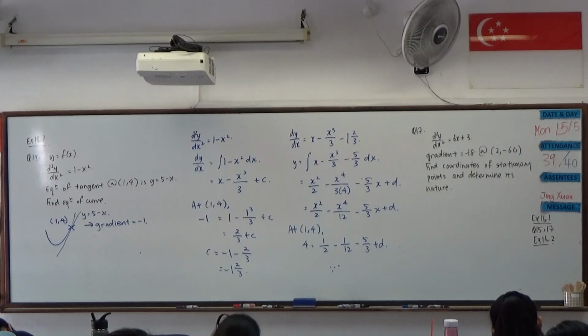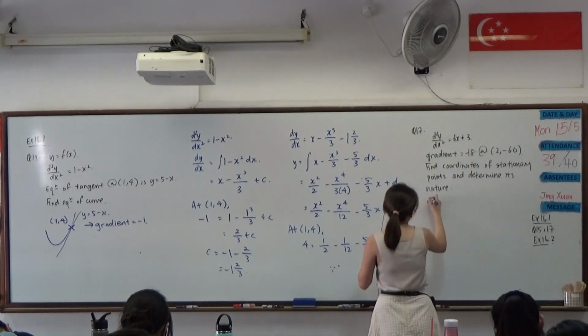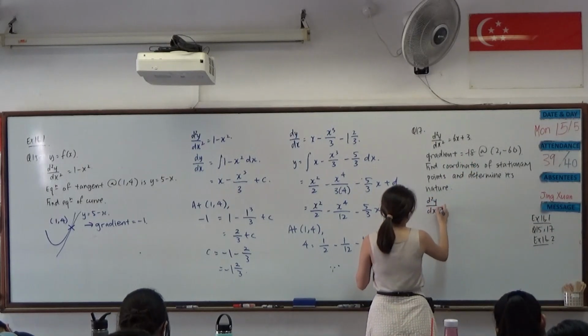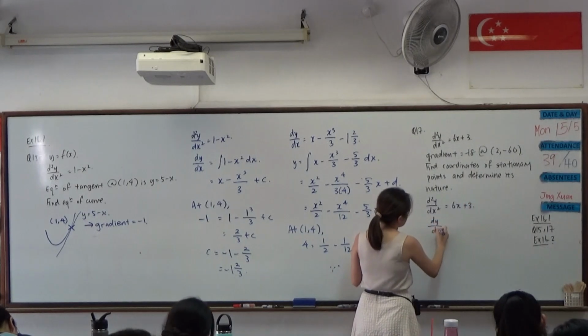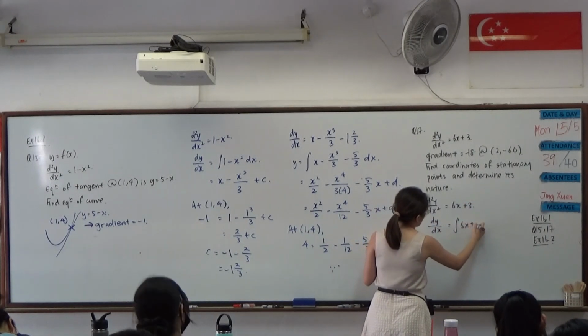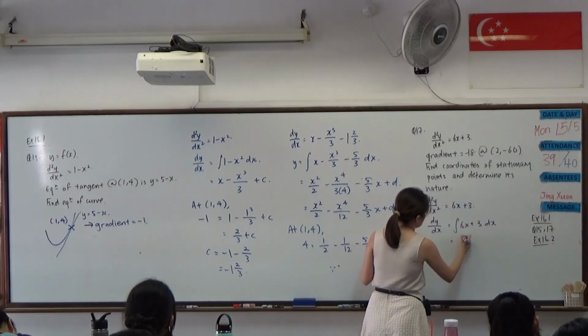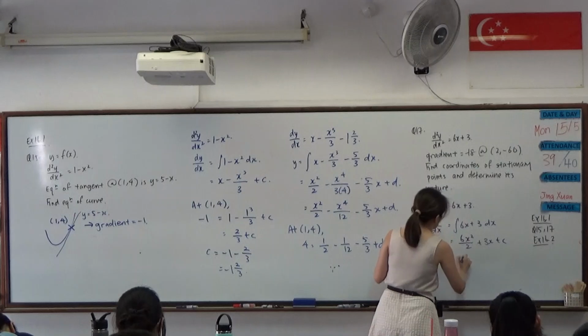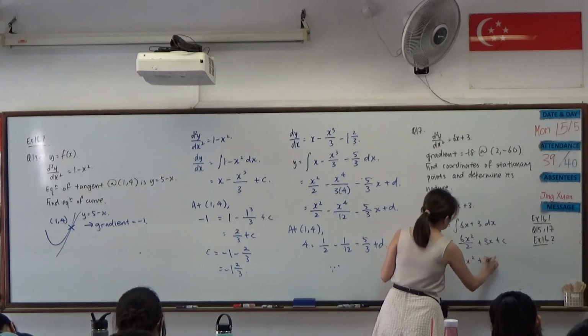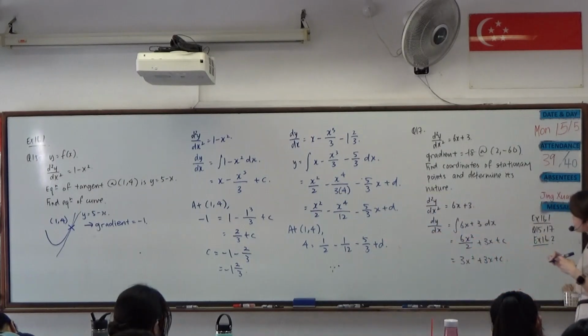Coordinates of the stationary point. So for a stationary point, we need dy over dx to be equal to 0. Given the second derivative, we can find the first derivative by integrating 6x plus 3. So we get 3x squared plus 3x plus c.